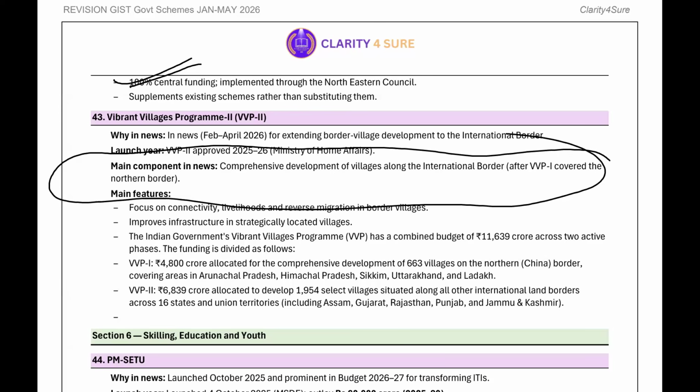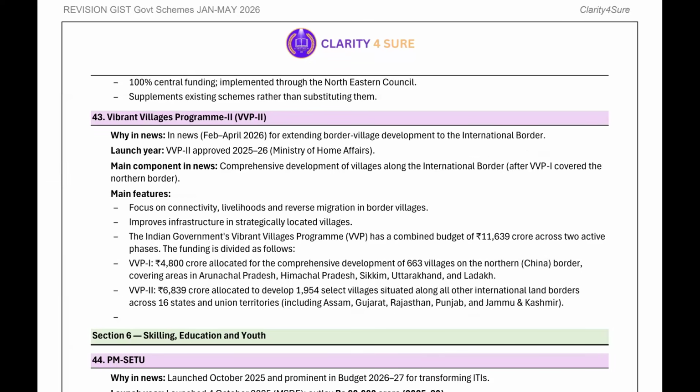Now please try to understand. VVP 1, rupees 4,008 crore allocated. Covering areas is important: Arunachal Pradesh, Himachal Pradesh, Sikkim, Uttarakhand and Ladakh, right? Now VVP 2 is covering 6,839 crore, including Assam, Gujarat, Rajasthan, Punjab and Jammu Kashmir. So this is the point that you should remember for your RBI Grade B upcoming examination.